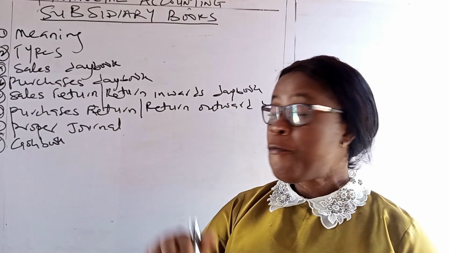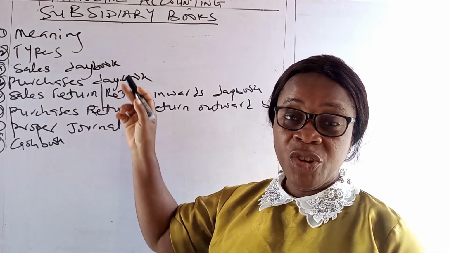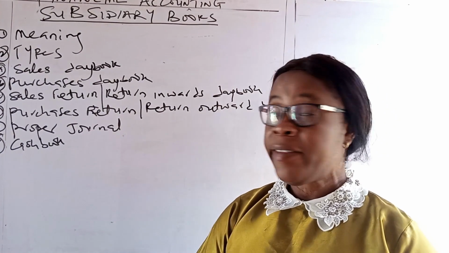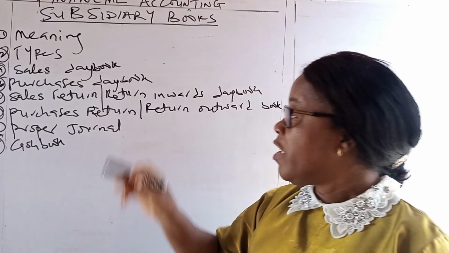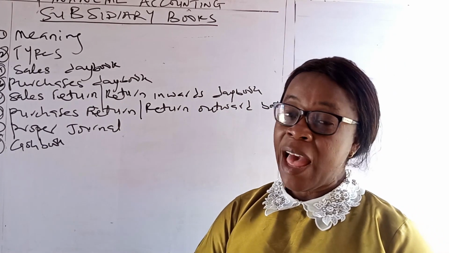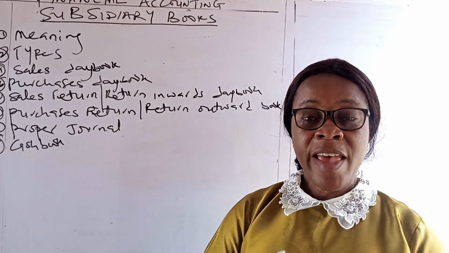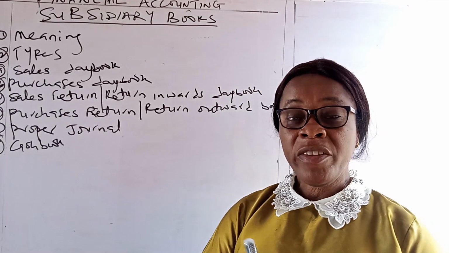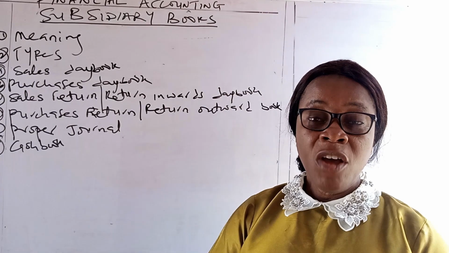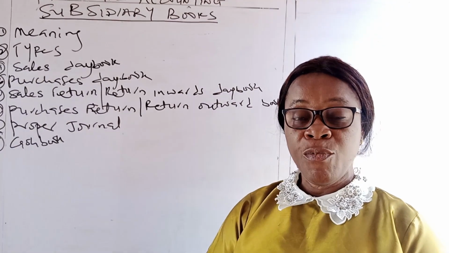Now the first book of original entry, the first book where credit purchases are recorded, is the purchase day book. It's worthy of note that goods bought on cash basis are not recorded in the purchase day book. Also, the purchase of fixed assets on credit basis is not recorded in the purchase day book.